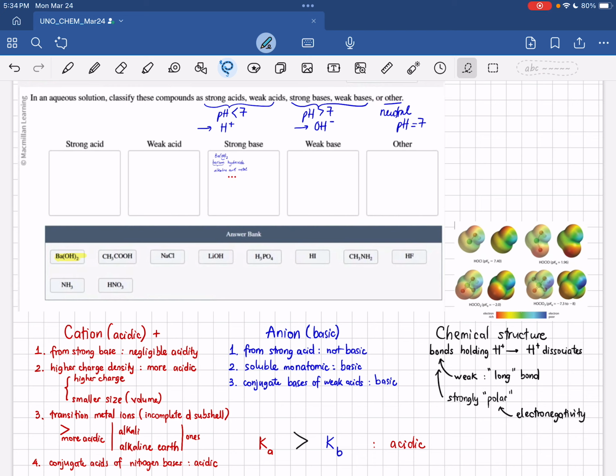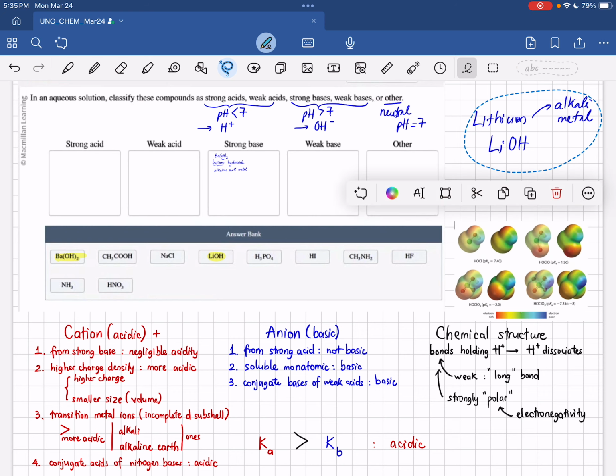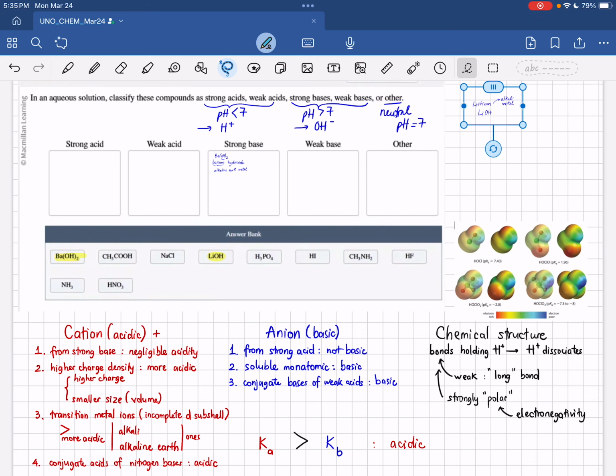So let's just have a look. Oh yeah, we also have this one here. You can see that this is lithium hydroxide, and lithium is an alkali metal. So that's why this one is also a strong base. Okay, so I will move it here to the strong base. Now let's check the next substance here.